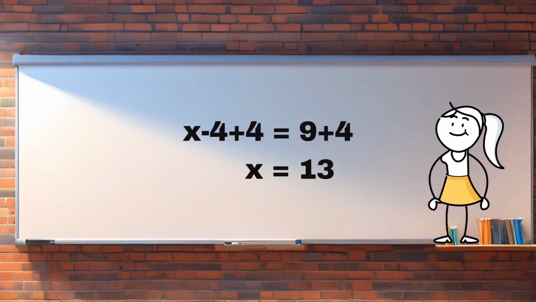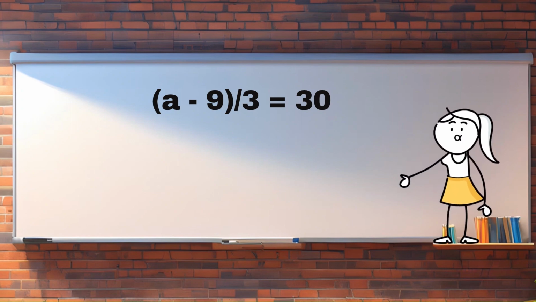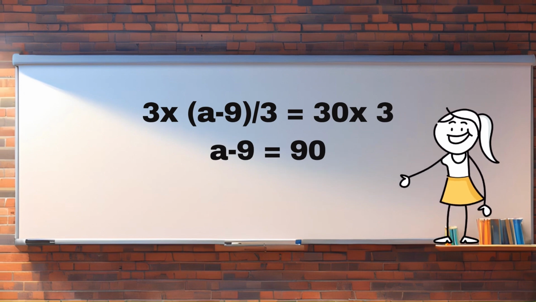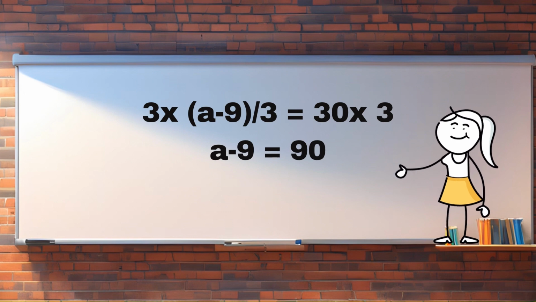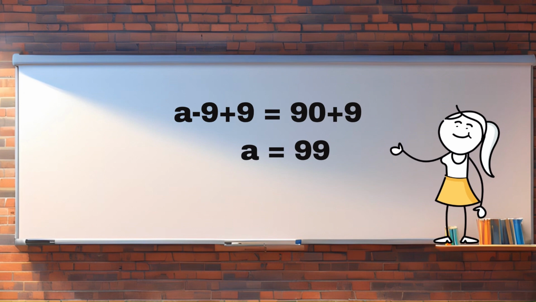Here is a challenge for you. For this, we will multiply LHS and RHS by 3 to get rid of it. The 3 on the LHS has to be written in numerator as shown. This will give us a minus 9 is equal to 90. We then follow the earlier method and add 9 to both sides and we get the answer a equals 99.